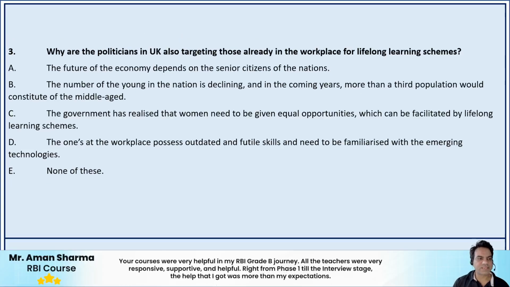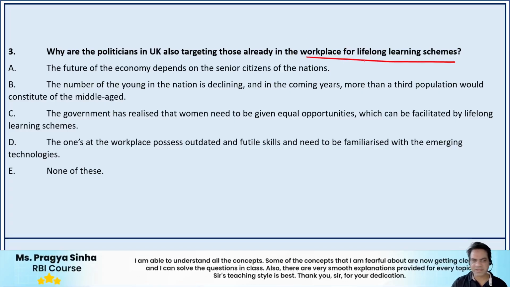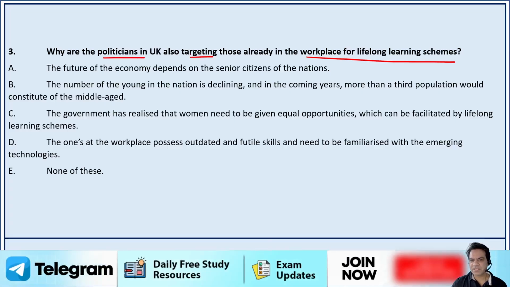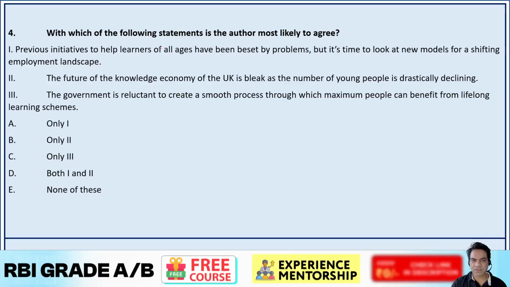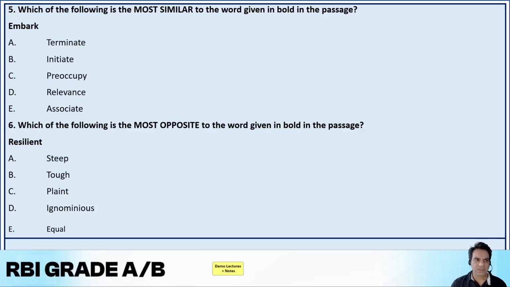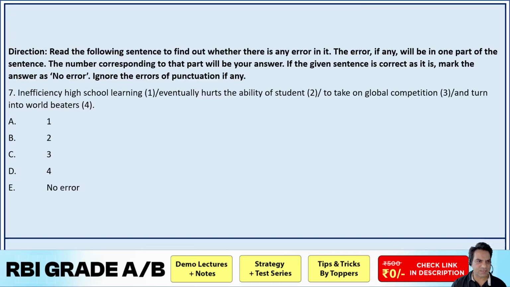Okay. Second question is, why are the politicians in the UK also targeting those already in the workplace for lifelong learning schemes? Okay. With which of the following statements is the author most likely to agree? Okay, so we'll get this after reading the passage. We have to find a synonym of embark, and we have to find the antonym of resilient.